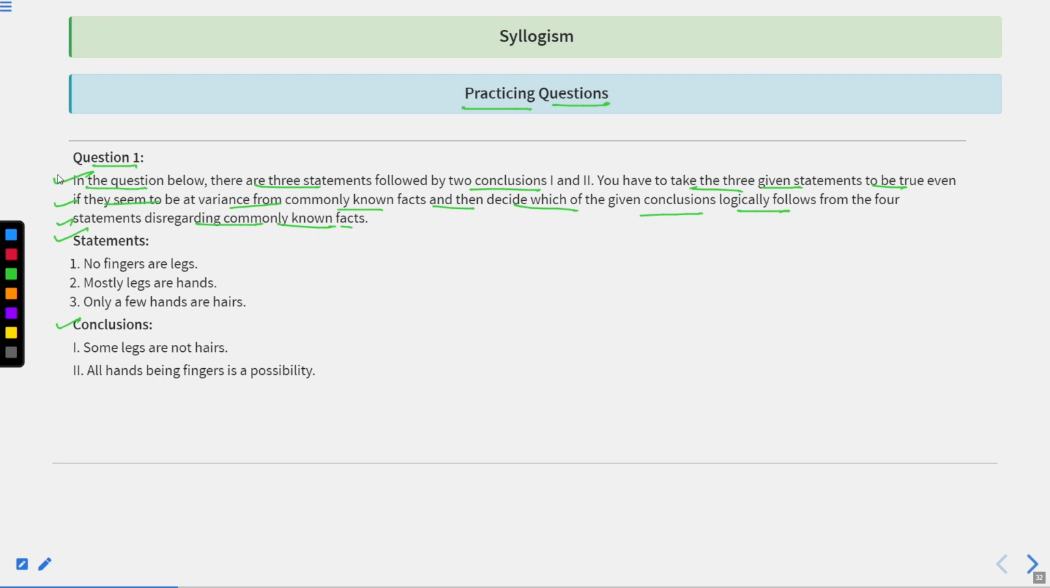Even if this has not been mentioned, obviously you have to keep in mind that you cannot assume beyond the given statements. Very important: whatever has been written here is true to the best of your knowledge. Never ever think beyond this. The first statement says no finger is legs. The second statement says mostly legs are hands. Only a few hands are hairs. Now the question is, some legs are not hairs.